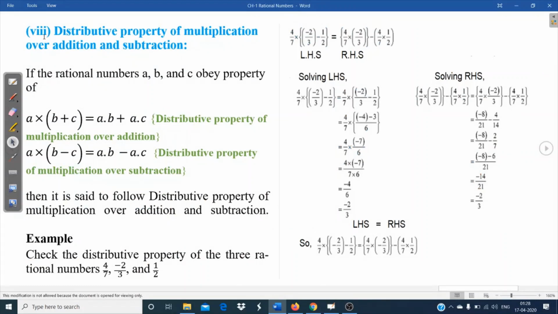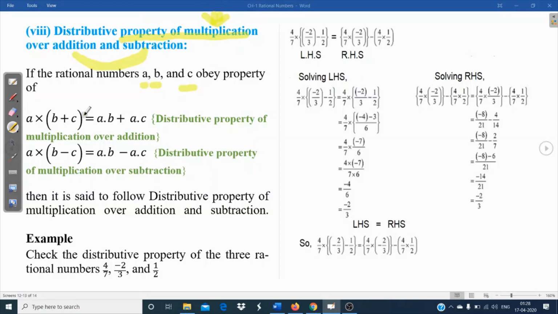Now our last property is the distributive property of multiplication over addition and subtraction. Again we have three rational numbers, a, b and c. And this is one of the most important properties of rational numbers. In this property we will see how multiplication distributes over addition and subtraction.